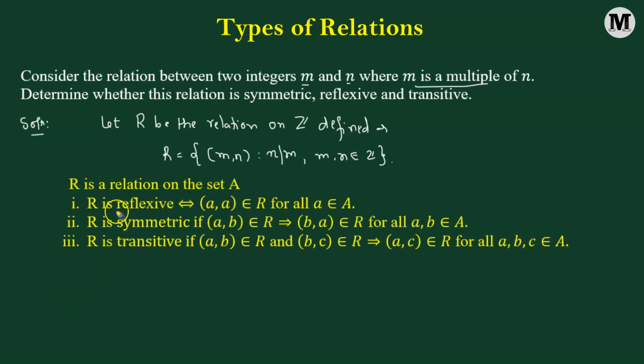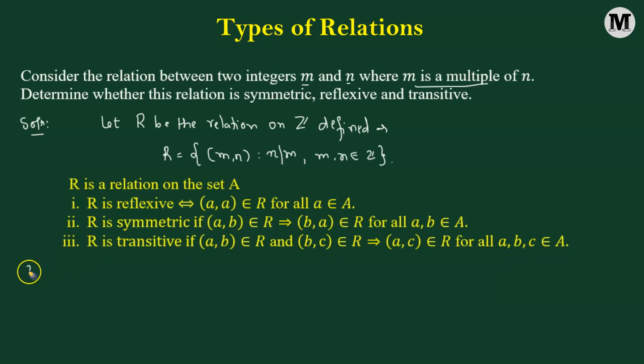So a relation R on the set A is said to be reflexive if and only if the ordered pair (a, a) belongs to the relation R for all values of a belonging to the set A. Then R is going to be symmetric if the ordered pair (a, b) belonging to R implies that the ordered pair (b, a) also belongs to R for all a, b belonging to A. And number 3, R is going to be transitive if the ordered pairs (a, b) and (b, c) belonging to R imply that the ordered pair (a, c) also belongs to R for all a, b and c belonging to A.